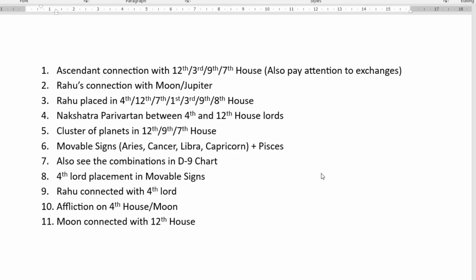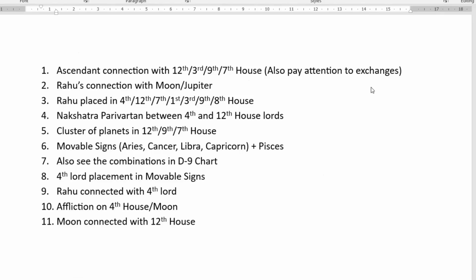Okay, so let's look at all the combinations that we have discussed so far. Plus, there are a few more combinations that I have mentioned in this list. So first is the ascendant's connection with the 12th house, 3rd house, 9th house, or the 7th house. So this definitely needs to be there, in any case, even if you want to travel to a foreign country or you want to settle down in a foreign land.